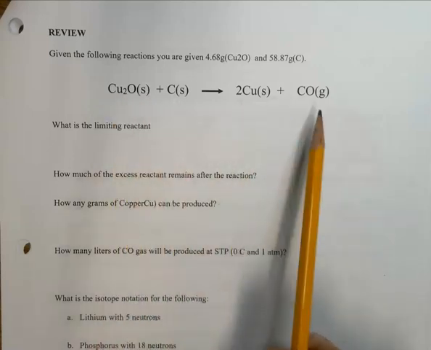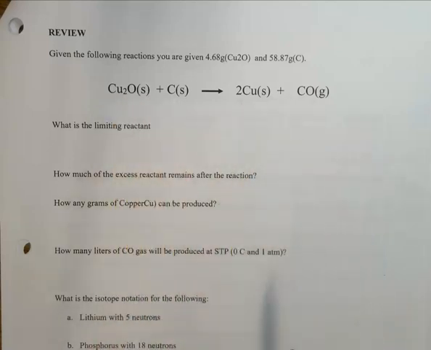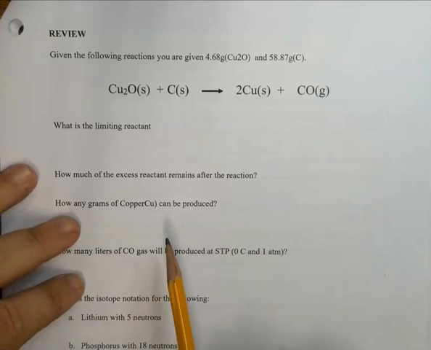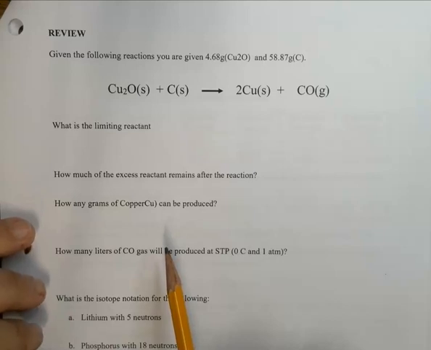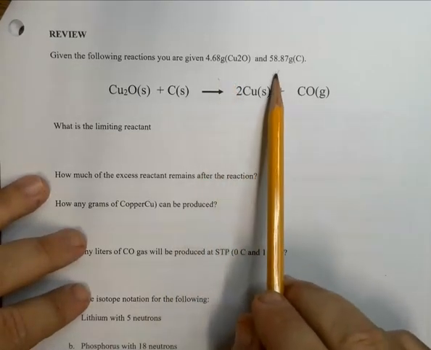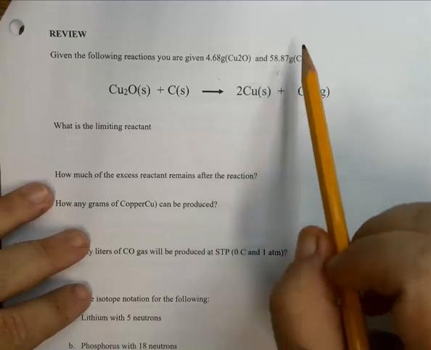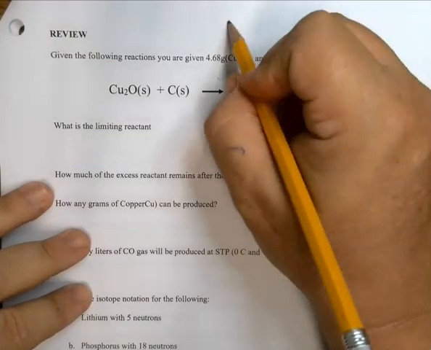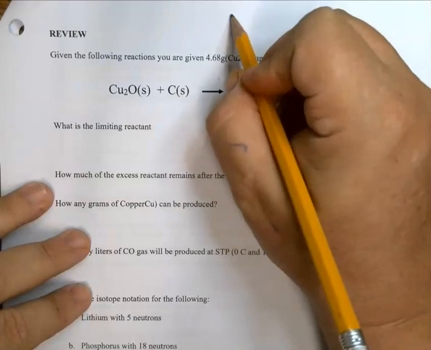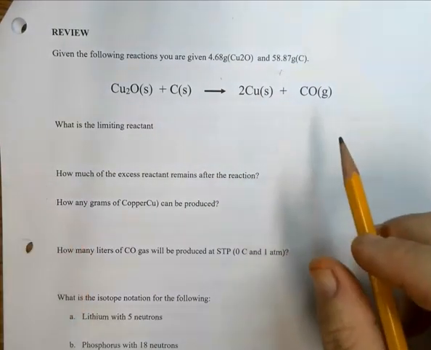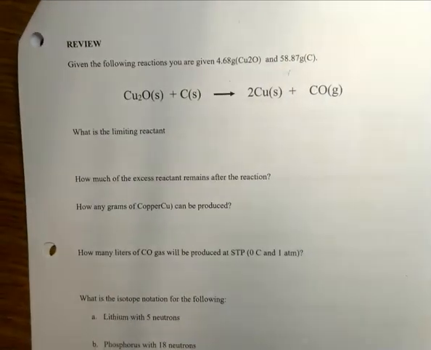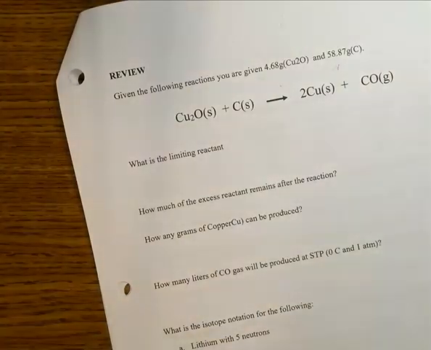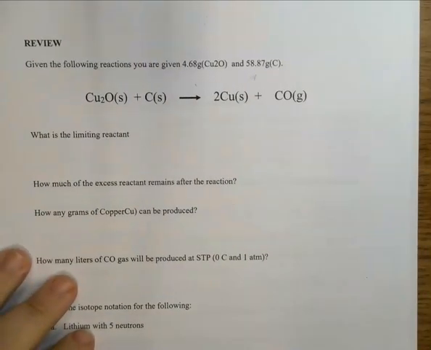Okay, so I'm giving you an already balanced equation. And let's see. Limiting reactants. So first thing we're going to want to do is convert to moles. All right, we've got grams up here. And so let's go ahead and figure out how many moles that is. So first, the molar mass of Cu2O. So get your periodic table out.